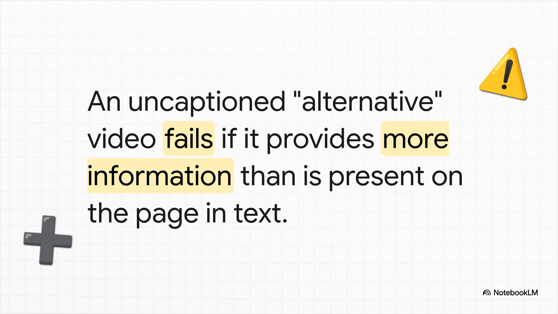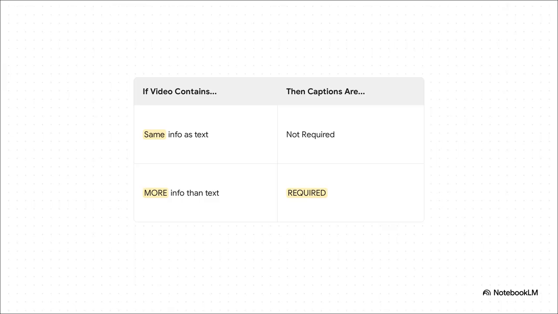All right, failure number 2 is falling into what I like to call the more info trap. This happens when you try to use that media alternative exception we talked about, but your video actually has extra details or explanations that weren't in the original text. The logic here is actually super simple. The very second your video adds any new value, anything that wasn't already written on the page, it stops being an alternative. It's now its own piece of content, and that means, yep, it requires captions.